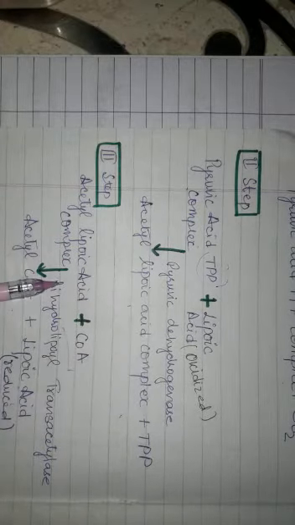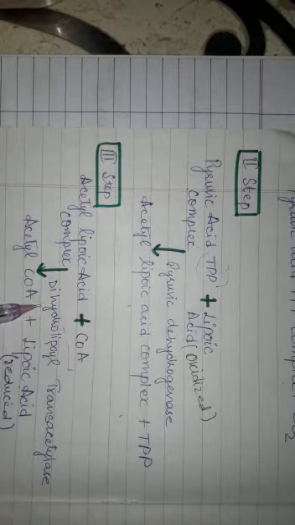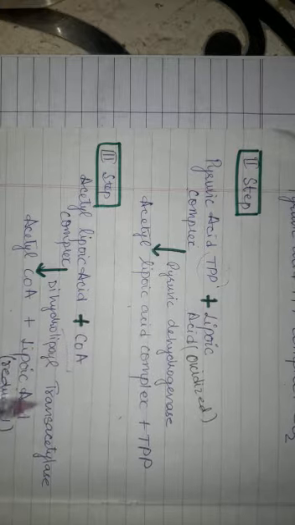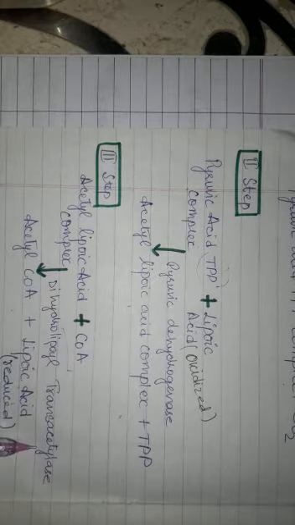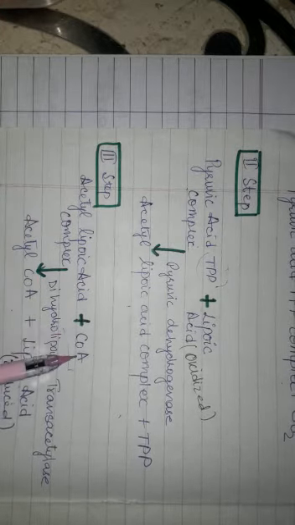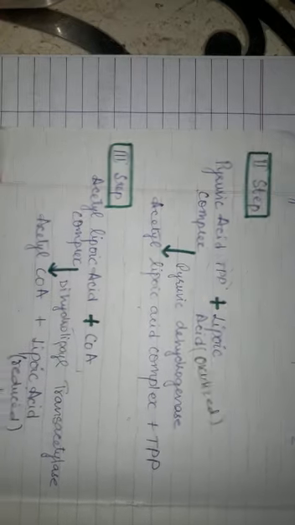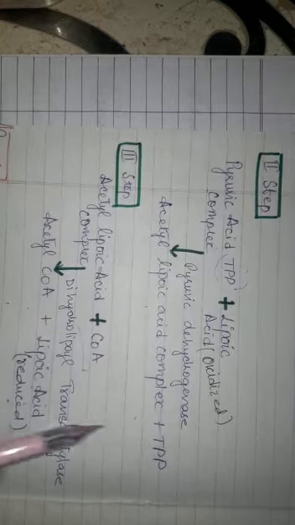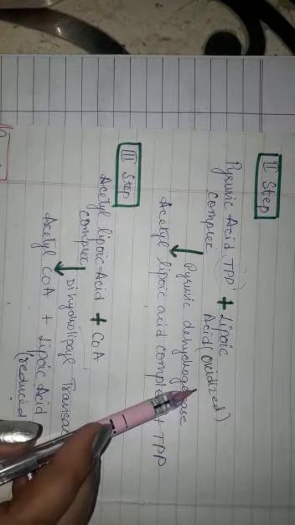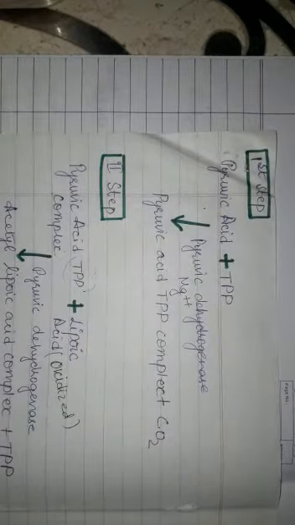fourth cofactor. Which was the fourth? Coenzyme A, in the presence of enzyme dihydrolipoyl transacetylase, and it will produce acetyl coenzyme A, and this lipoic acid will be released. Here the lipoic acid was oxidized. Now this lipoic acid is reduced. Let us see the final step.